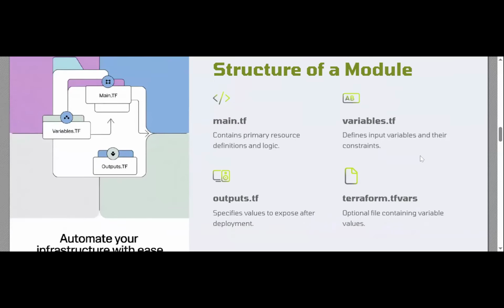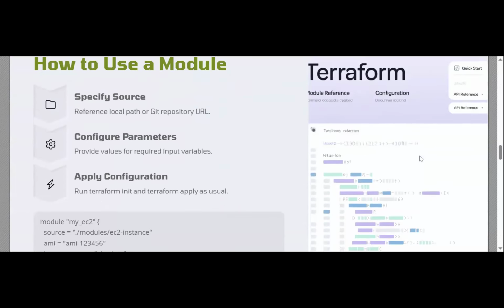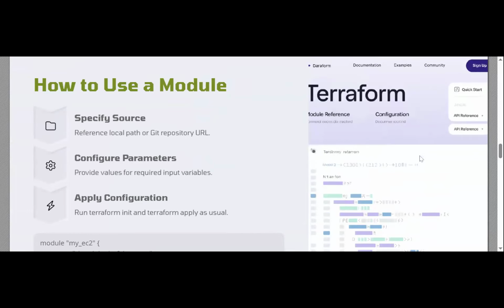Okay. Structure of a module, done. How to use modules. First we have to mention the specific source, what source we are going to give. So give a reference: a local path or a GitHub repository URL. Then configure parameters. What are parameters?